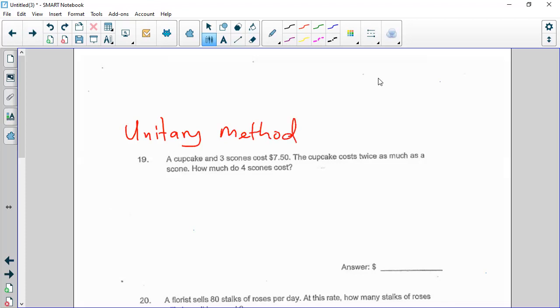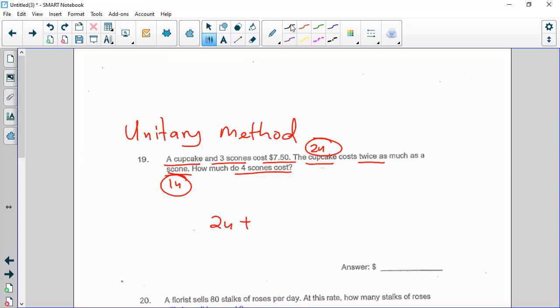So what is the unitary method? Revise. A cupcake and 3 cones cost $7.50. The cupcake costs 2 units. That is your unitary method already. And the cone is 1 unit, without the model. So how much do 4 cones cost? How do you use this method? Very simple. So 1 cupcake is 2 units. 3 cones is how many units? 3 cones will be 1 unit times 3.